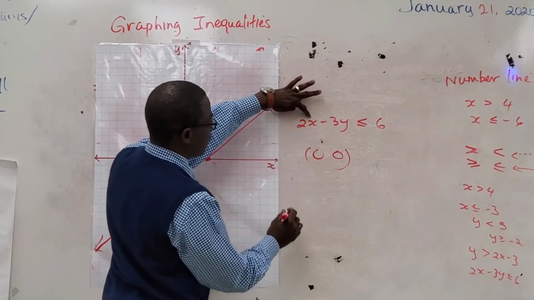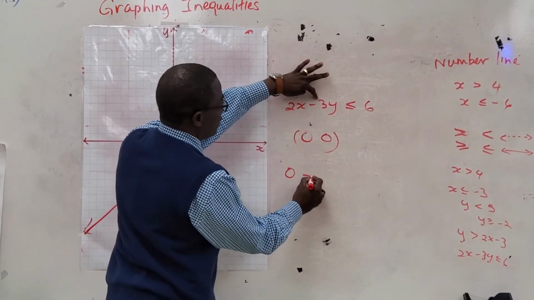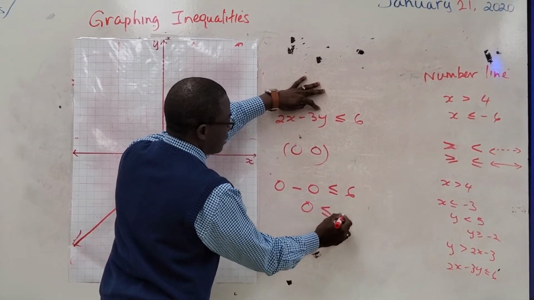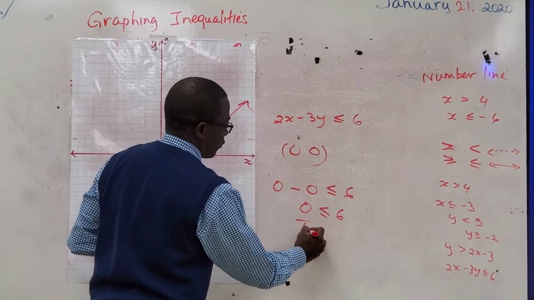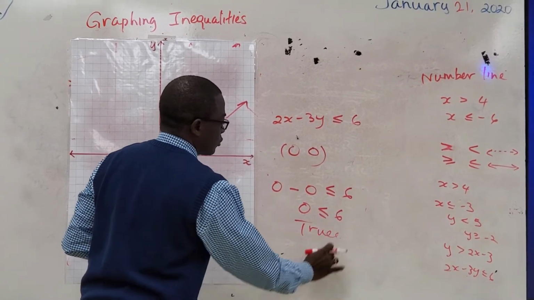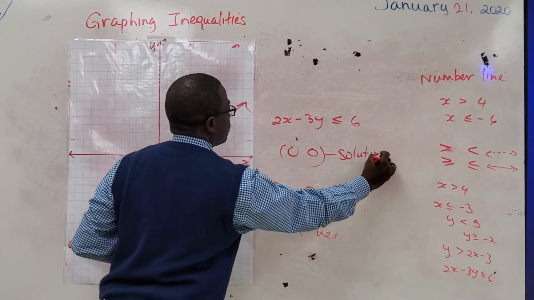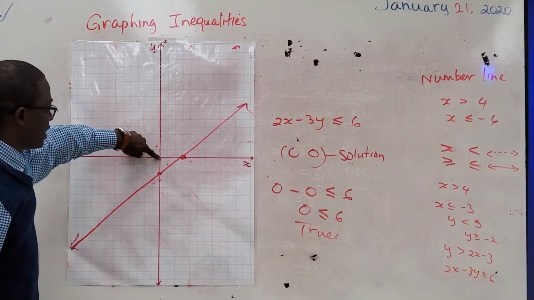So let's plug in 0. 2 times 0 is 0. Minus 3 times 0 is 0. Is less than 6. 0 is less than or equal to 6. Is that true or false? It's true. So it means that 0, 0 is a solution. So I'm going to shade the side of the line that has 0, 0.